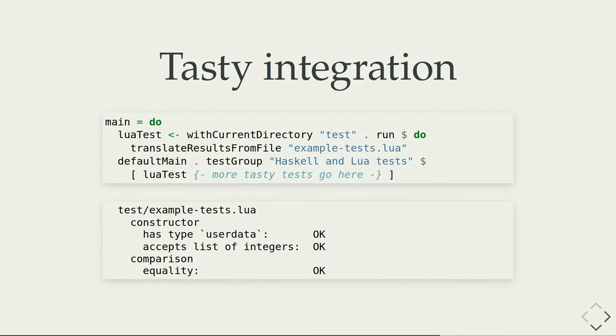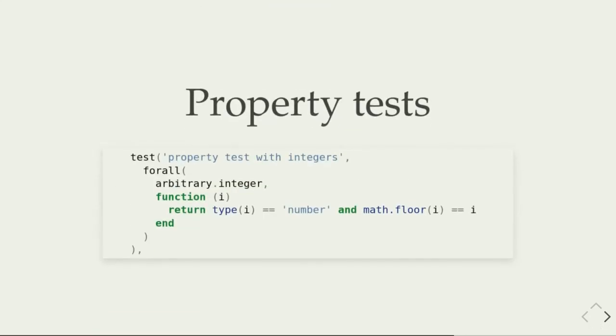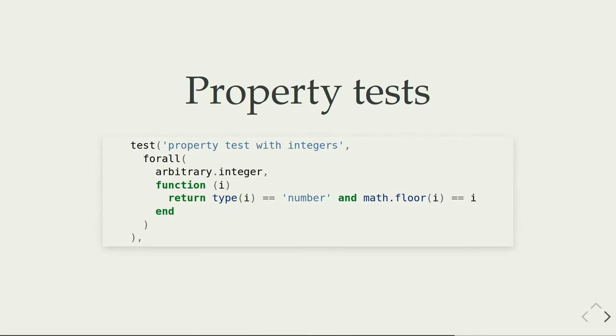So Tasty is this very popular Haskell framework that we also happen to be using in Pandoc. And we can just take complete Lua test files, run them and integrate them into the Tasty output. So whenever we run a test suite, we actually also run the Lua tests, because everything needs to be working together for us. So that's kind of handy. Also, since Haskell is so well known for its property tests, of course, we also support property tests. So whenever we want to test that something works for all integers, for example, we can do so.